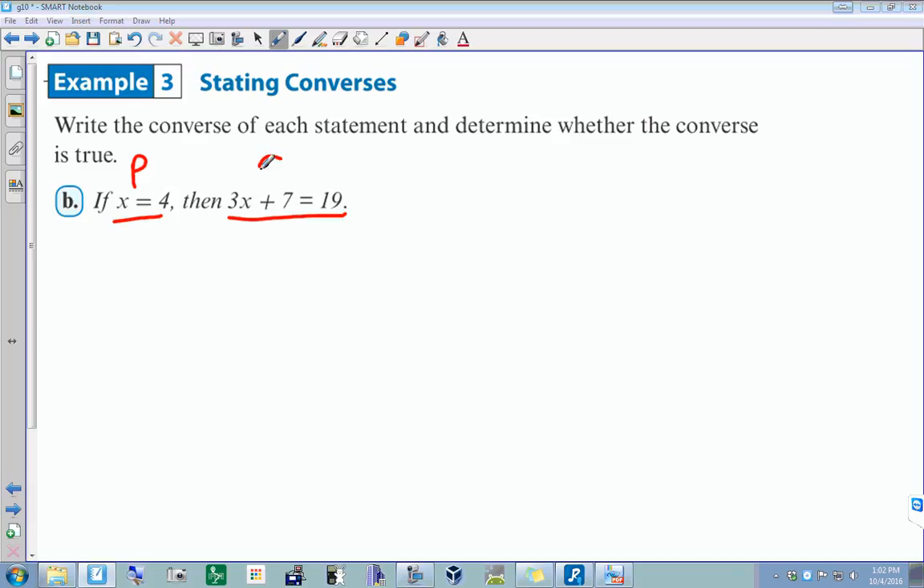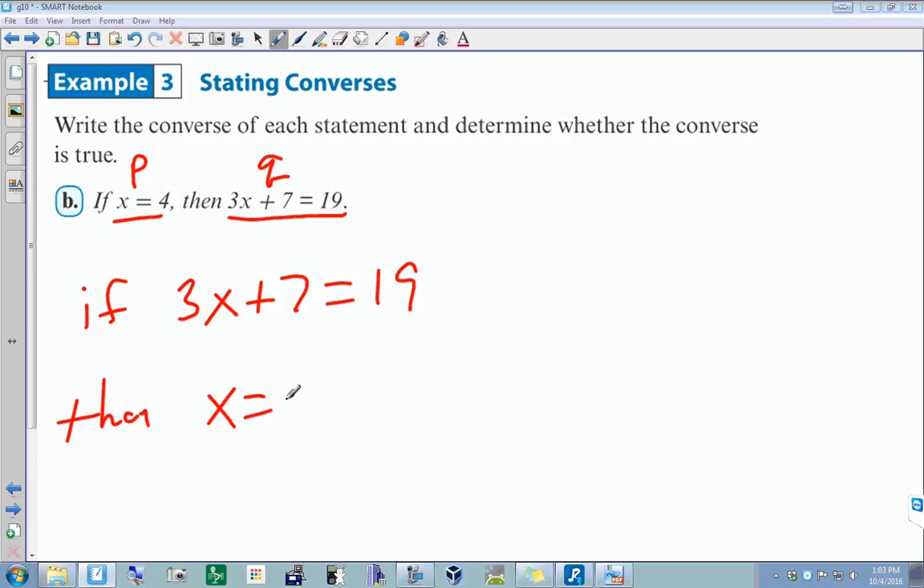Here's the question. If 3x plus 7 is equal to 19, then x is equal to 4. Is this true? This is an example of the necessity of this idea. If you get an equation, do you know how to go and solve it?